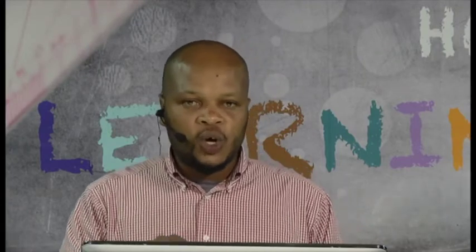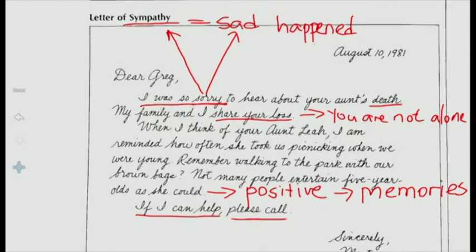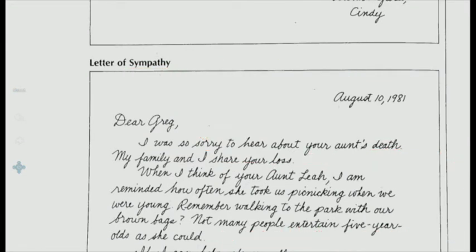And then when you offer help, at the end it says, if I can help, please call. So you are offering help: should you need a shoulder to cry on, should you need any kind of help, just call me. I'm willing to help you. Or rather, I'm offering myself for anything that would be needed.